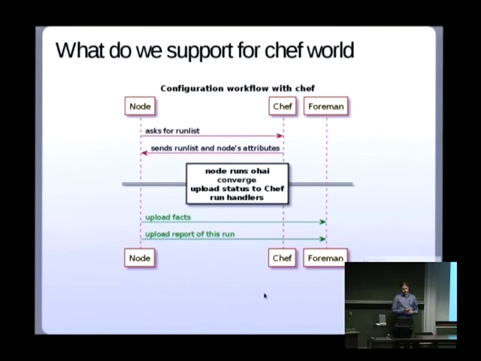It sends it to the node. Node then runs Ohai and combines these attributes together, then converges and uploads the status back to Chef. And then optionally, it can run some handlers, for example, in a case when something went wrong or everything was okay. So, for example, you could use it for monitoring or things like that.